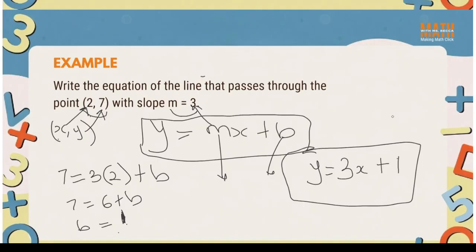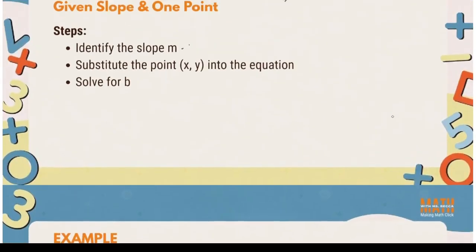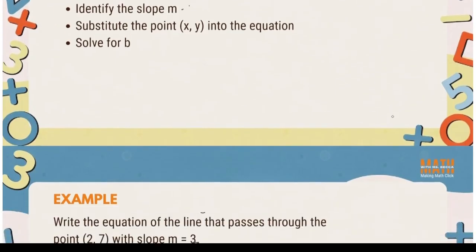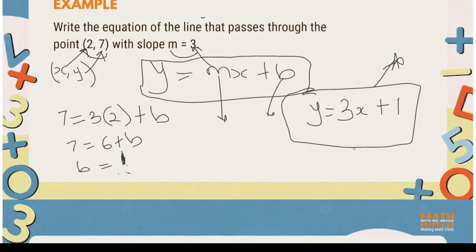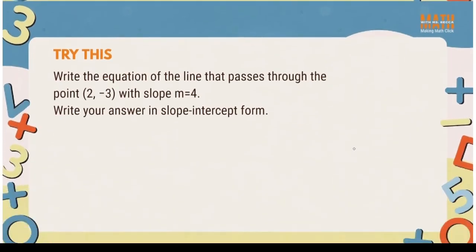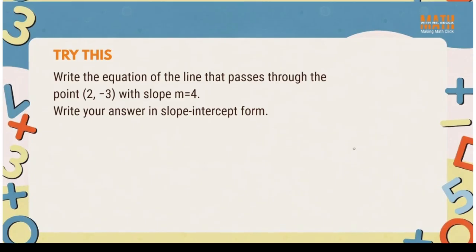So if you're asked to write the equation of the line given 1 point and the slope, this is how to do it. Identify the slope, substitute the point, and then solve for b. Once you identify the slope, you substitute the terms and you solve for b. You now write your equation this way. When you solve for b, you don't leave your answer like this. You have to write the equation, and this is the equation. So that is how to write the equation of a linear equation when given a point and the slope.